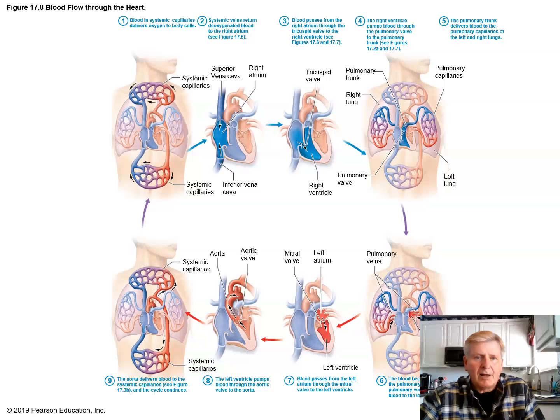So this is an outline showing you the blood flow through the entire heart and into both the pulmonary circuit and the systemic circuit.